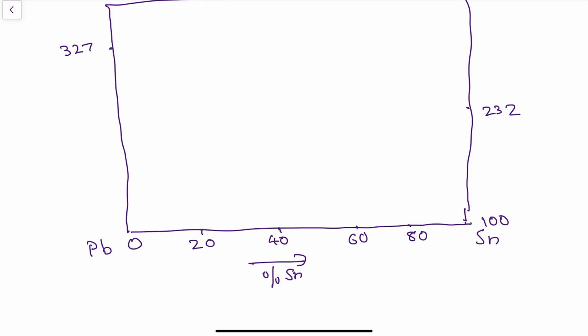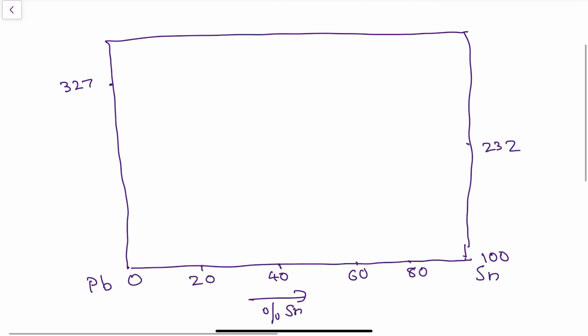So, suppose we have made an alloy of 60% tin and 40% lead. What will be its melting point? Let us try to predict it using the phase diagram. We have already seen the phase diagram of copper and nickel, and we know what is liquidus and what is solidus. But let us make a linear approximation, and we predict that its melting point would be 327 plus 232 by 2.